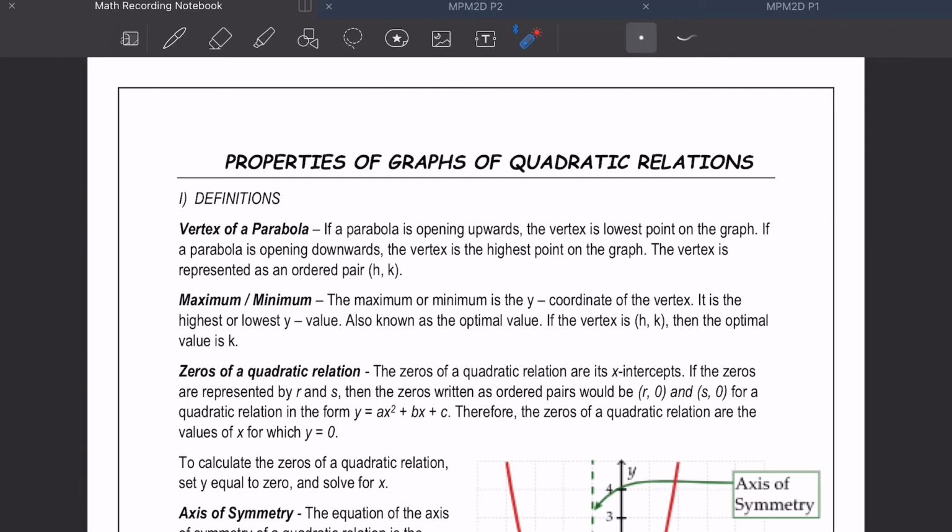Here we have properties of graphs of a quadratic relationship. So here are some definitions. Why don't you go read over these and see what you think the most important point is. So pause the video and do that.